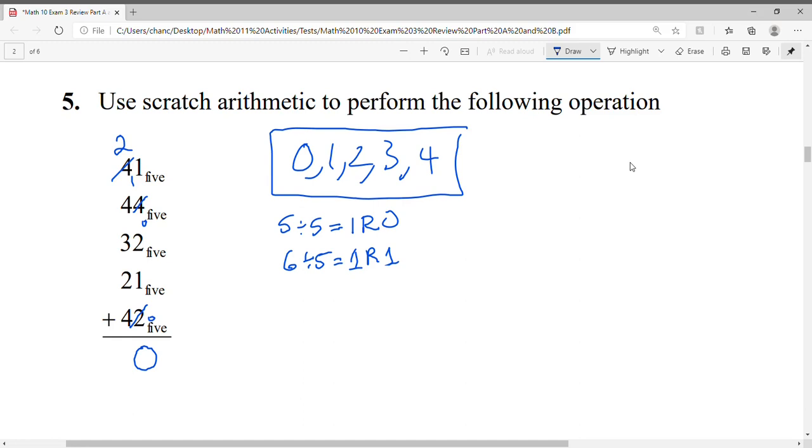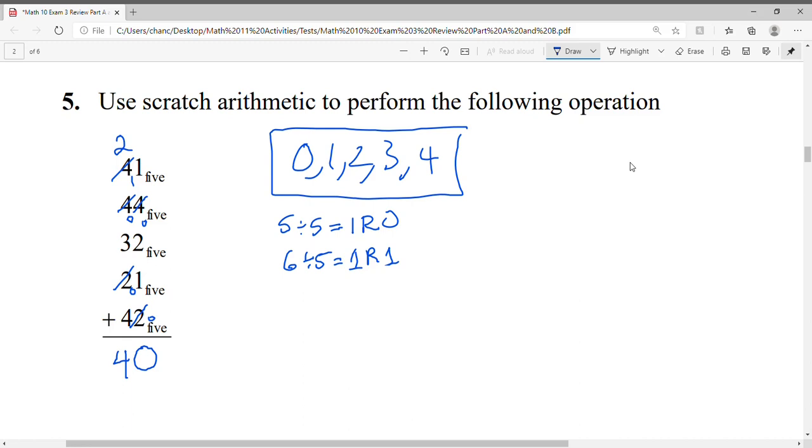4 plus 1 is 5. We'll put a scratch. 1 plus 4 is 5. I'll put a scratch. And we know 5 divided by 5 is 1 remainder 0. So we'll put a 0 here. 3 plus 0 is 3. And then 3 plus 2 is 5. We'll put another scratch. And I know the remainder for that would be 0. 0 plus 4 is 4. So we'll put a 4 down here.